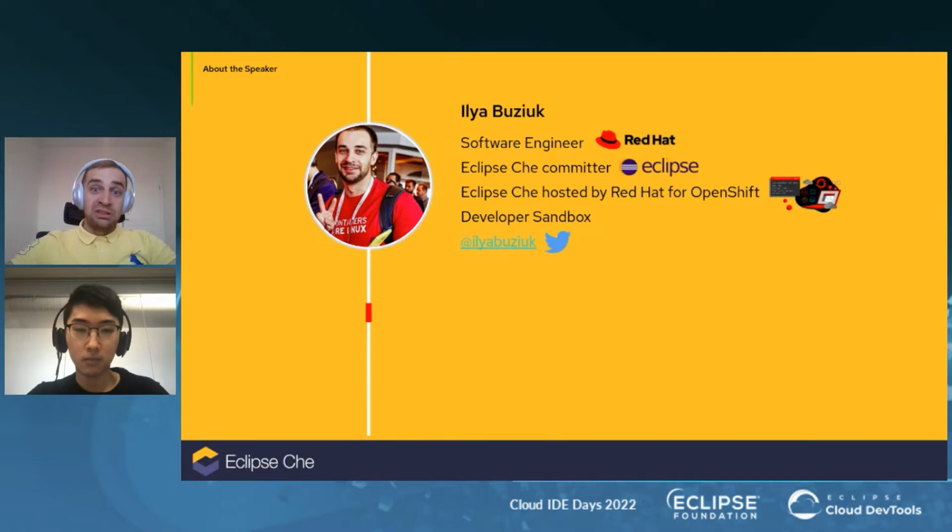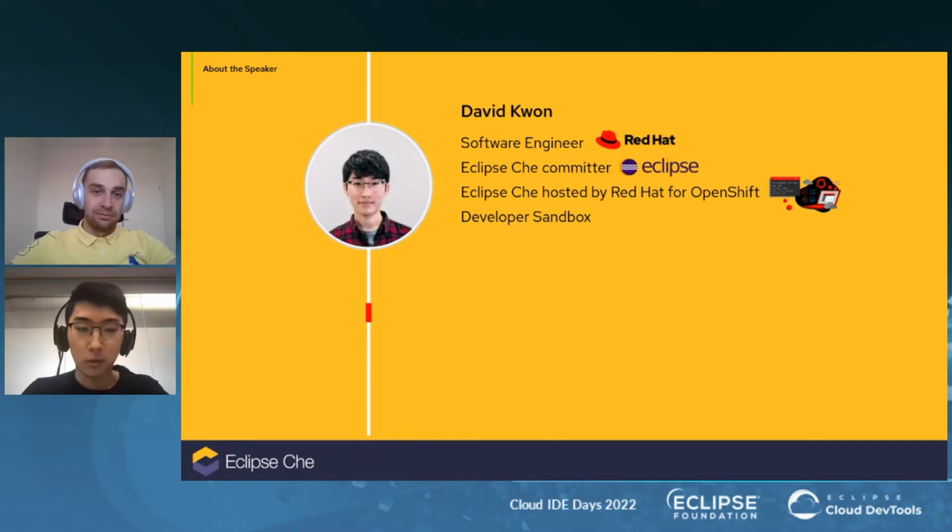And today with me is David, the co-speaker for this session. Hello everyone, my name is David Kwon, and I'm also a software engineer at Red Hat and also an Eclipse Che committer working alongside Ilya. So I'm also in the same team that deals with the Eclipse Che hosted by Red Hat for OpenShift, and I'm very excited to be joining everyone here today.